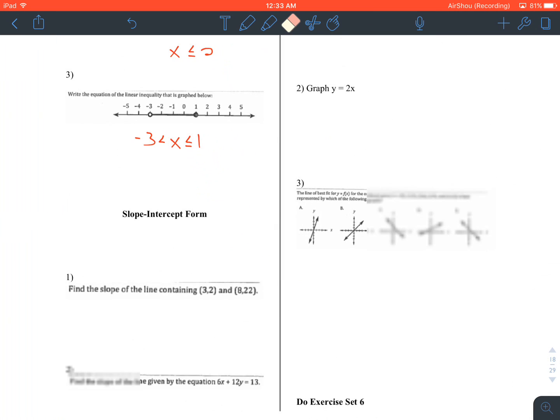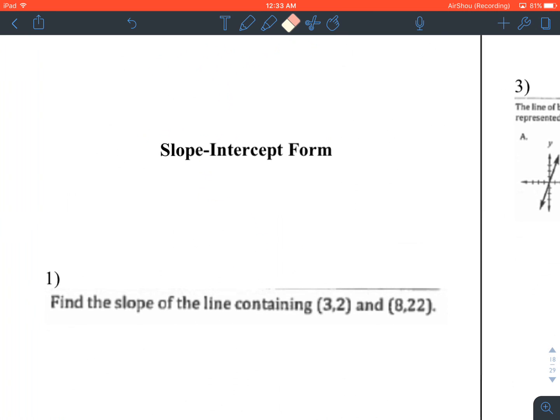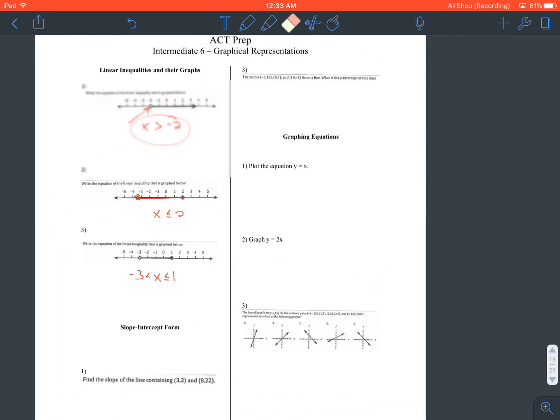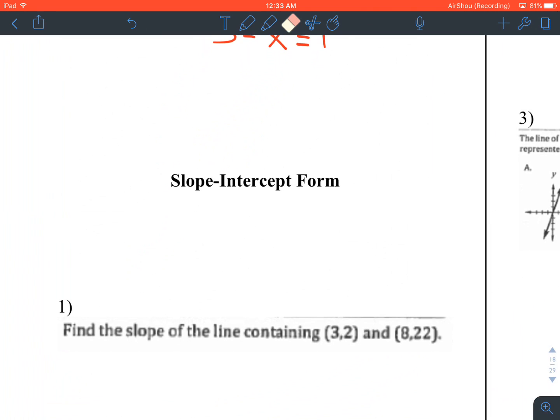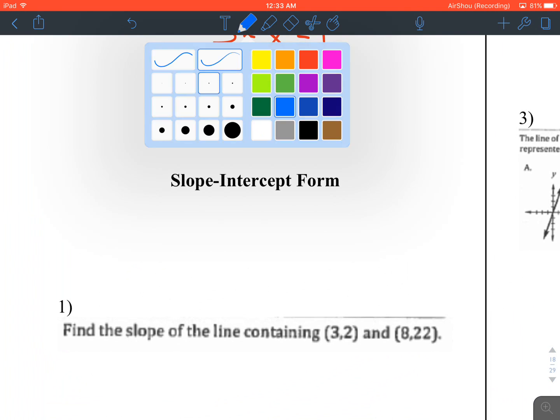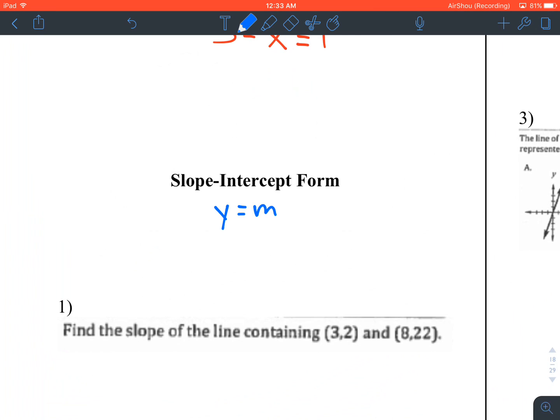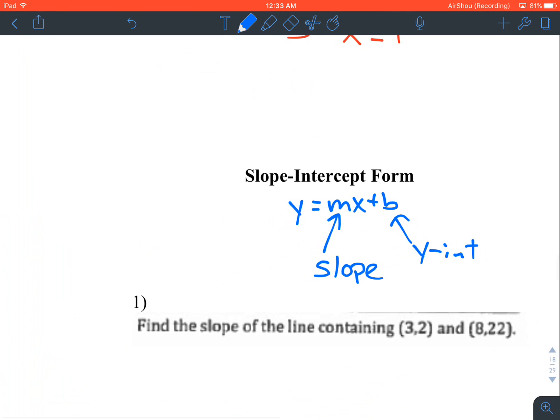So different forms of lines. Slope-intercept form. Let's talk about that. Slope-intercept form is y equals mx plus b, where b is the y-intercept and m is the slope. Another form we should discuss is point slope form, which is extremely useful if you have a point and you have a slope. That's why it's called point slope form.